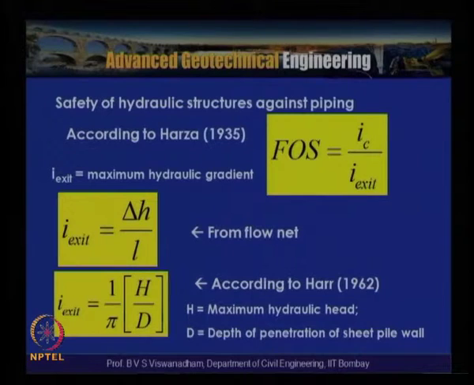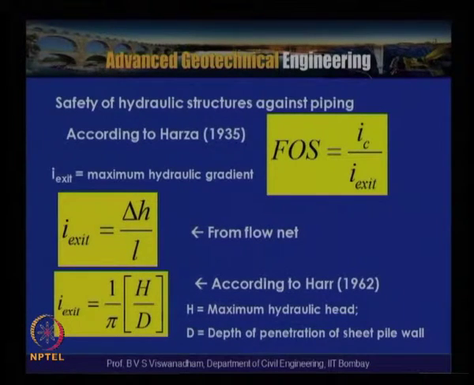One is the penultimate portion of the flow net in the downstream direction, where delta H is the head drop. Let us say the last two equipotential lines: the potential drop between the two equipotential lines in the downstream direction over a length along that flow direction. So that is one, and this can be obtained from the flow net.